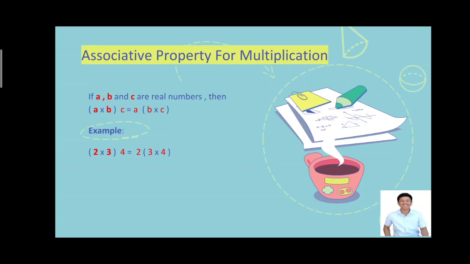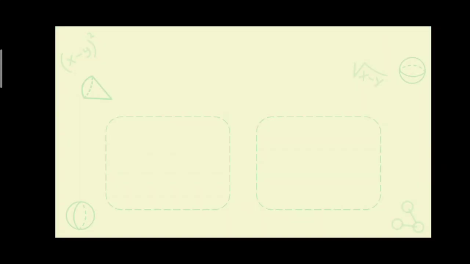But that's okay. In the associative property, the groupings do not affect the product of the numbers. So, let's evaluate them. 2 multiplied by 3 is equal to 6, multiplied by 4, and 3 multiplied by 4 is equal to 12, so 2 multiplied by 12. When we simplify, 6 multiplied by 4 is equal to 24 and 2 multiplied by 12 is equal to 24. So, 24 is equal to 24.